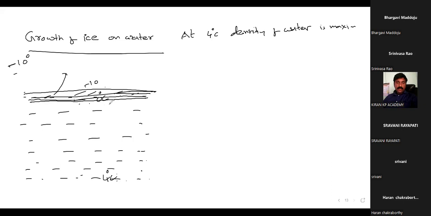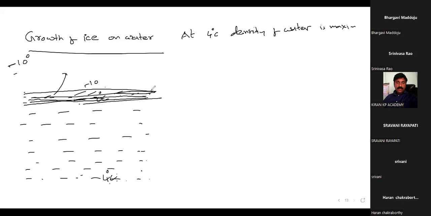As a result, throughout the 3 to 4 months of winter in the cold countries, the bottom temperature will be 4 degrees centigrade. Only at the top does the ice layer increase. Finally, the aquatic life will be safe under the water, and only at the top there will be a thick ice layer. Persons can move and play on the ice layer.